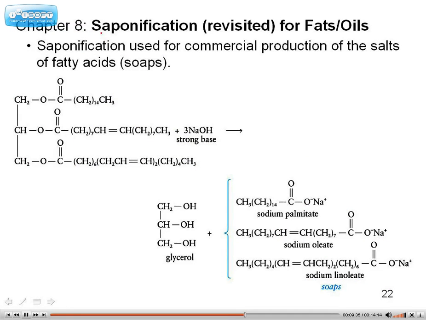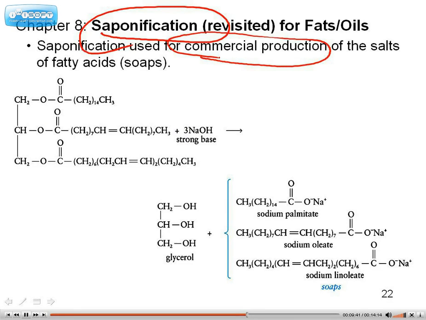Here is a classic saponification reaction. This is a commercial reaction. Why? Because cells are pH sensitive. You're not going to find a strong base floating around inside a cell. So this is the commercial way of creating soap.